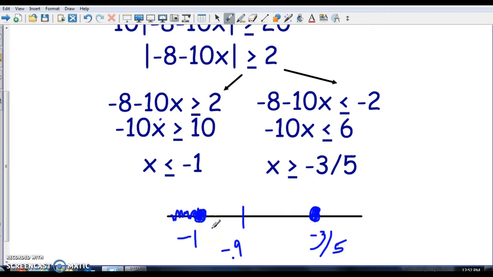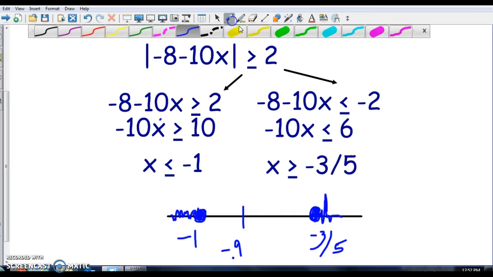So it's looking like this is going to be an OR problem, but we're going to check the other side. So I put negative 0.9 in. Is negative 0.9 greater than or equal to negative 0.6? And it's not. That's a no, so I'm going to shade away from that. So this is creating an OR problem.